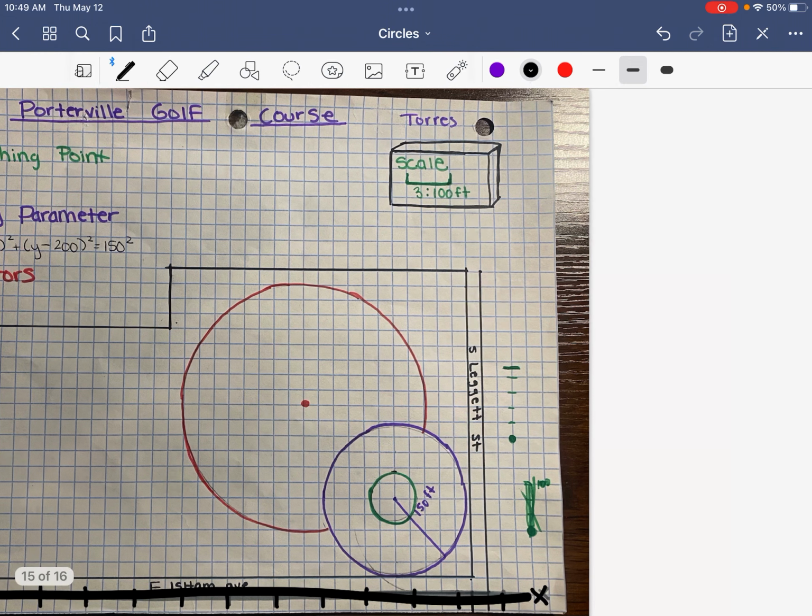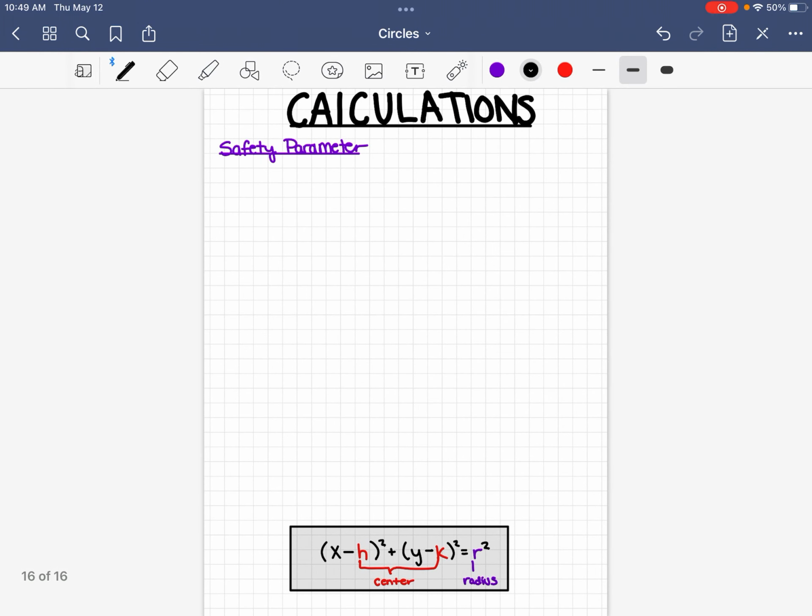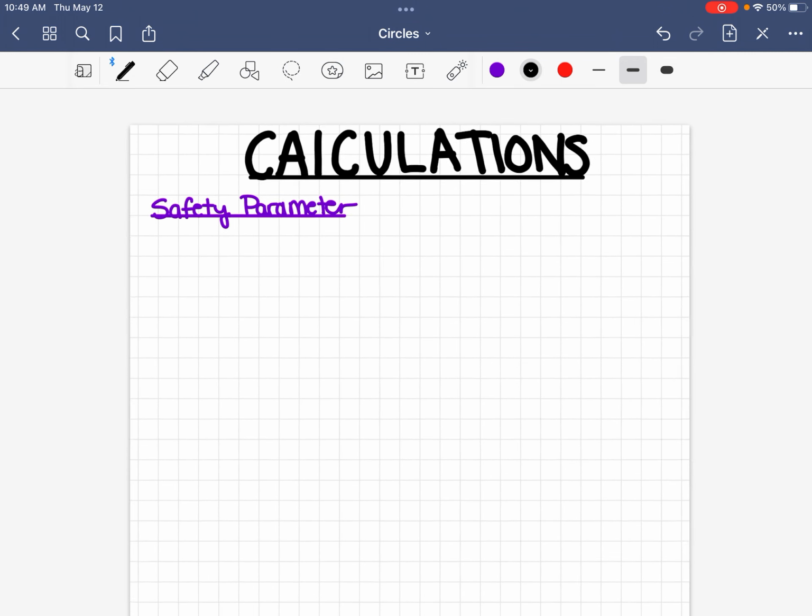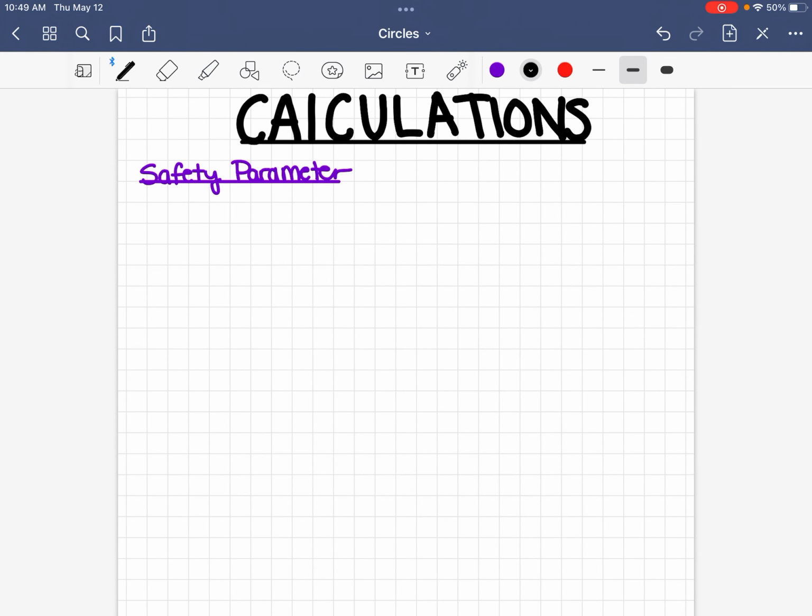Now, I'm going to transition back and forth between these two pages. I have a calculation sheet, and I also want you to have this. I do not want you to do the math all over your map because it's going to get messy. So grab another sheet of paper. And for this example, I'm going to do my safety parameter. You're going to write the equations of all 3 of your circles, but for this video, I'm only going to do one because it would be like 20 minutes long if I did all 3, okay?